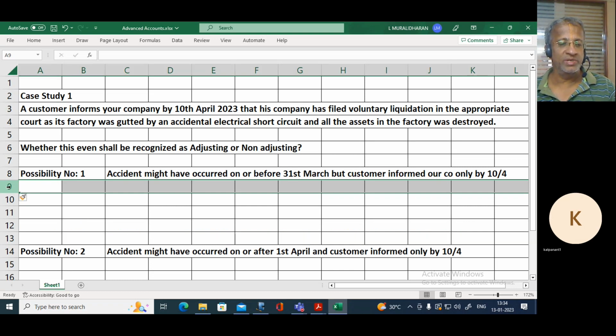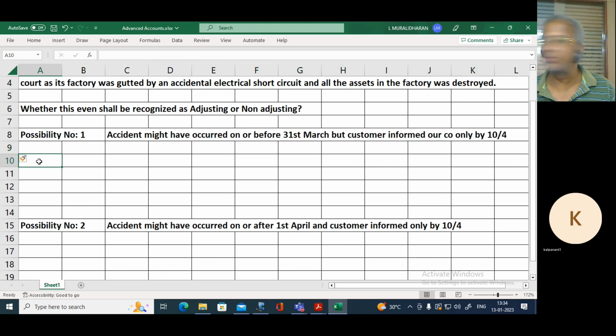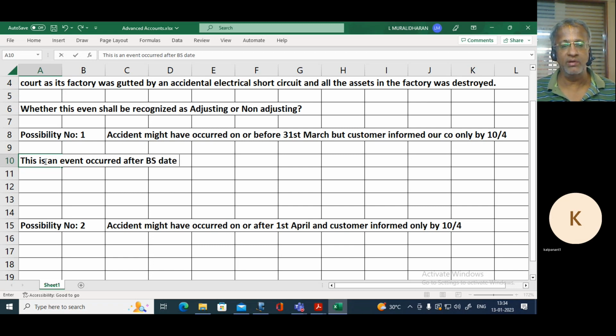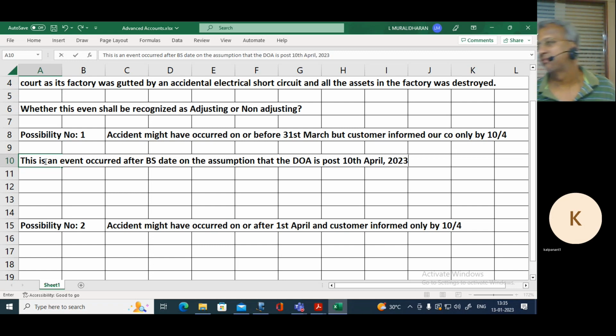So in the first case, how will you answer the questions? For this sort of theory questions, how will you answer? This is the presentation you have to take up. There are 4 stages, 4 different steps you have got to take, consciously. First and foremost, you have got to tell that this is an event occurred after balance sheet date on the assumption that the date of approval is post 10th April 2023. Correct?